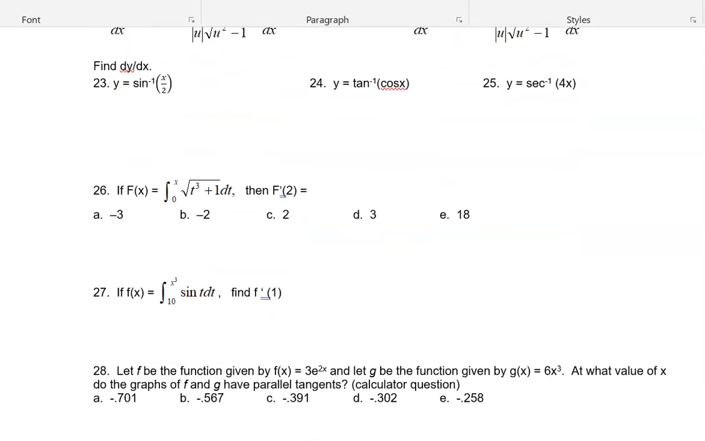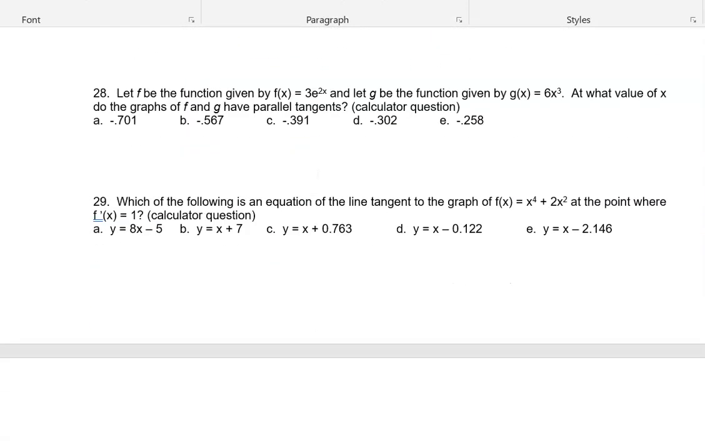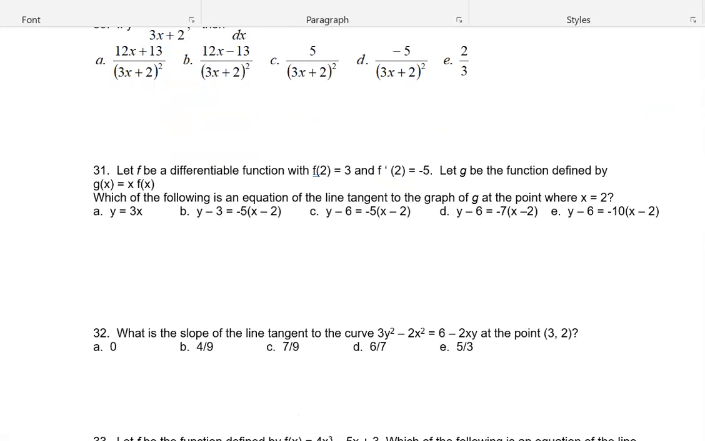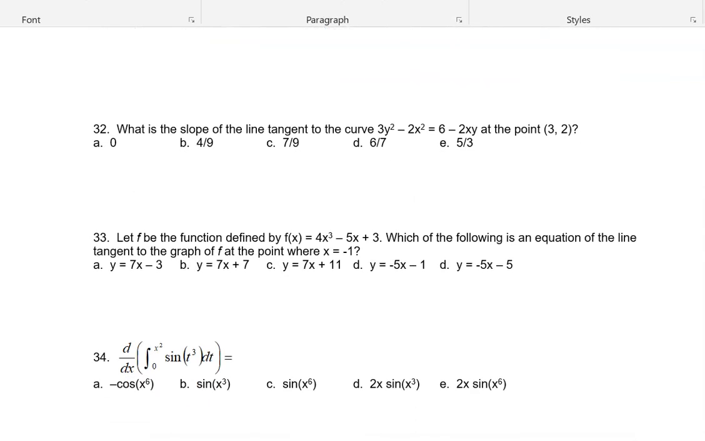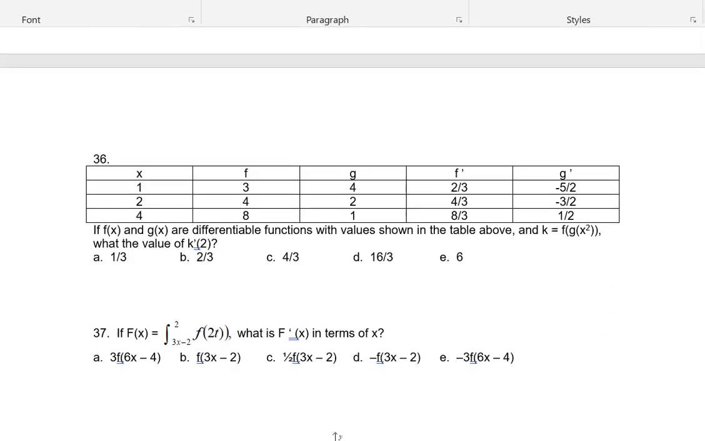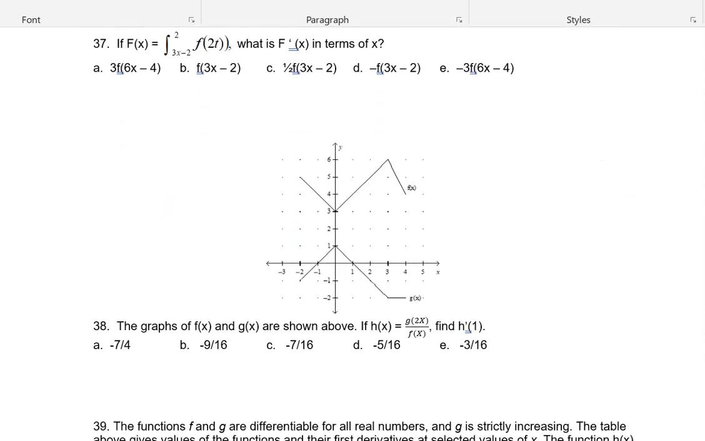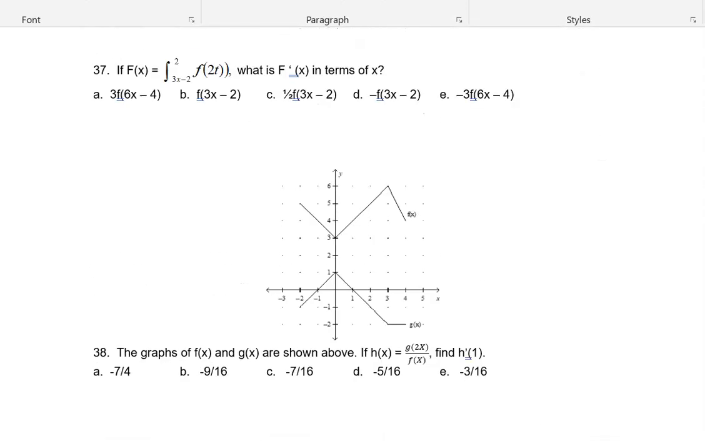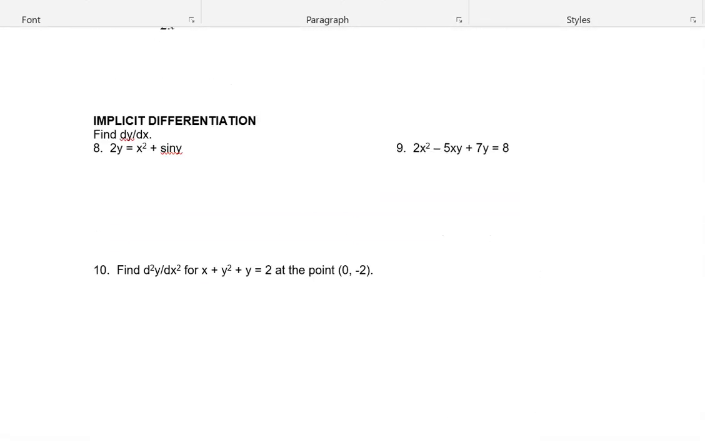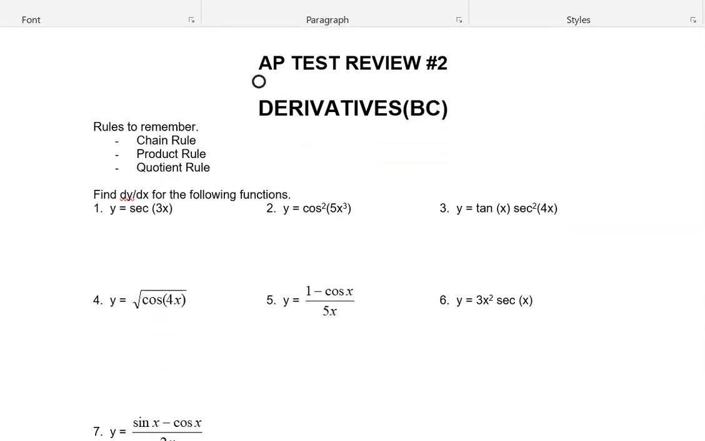Once you get to about number 26, all of these are different old types of AP questions that I've pulled off of old tests. A lot of them are pretty clever, definitely AP style as we work through here. For the most part, I am going to assume that we're pretty good with derivatives, so we're not going to do every single problem in this packet over a video.